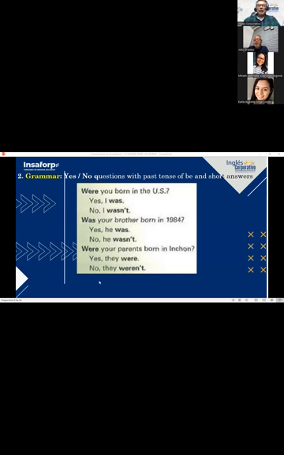Okay, what do you have over there on the chart? What do we have? With past tense, short answers. Remember that the past tense of be, what are the past tenses of be? Was and were. Okay, I was, he was, she was, it was. We were, they were, you were. Remember that you can be singular and plural.